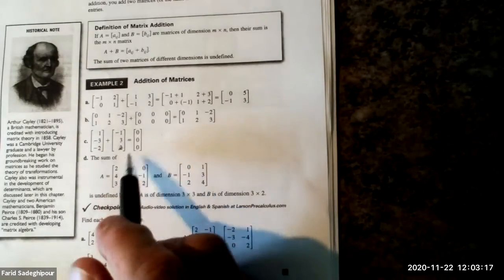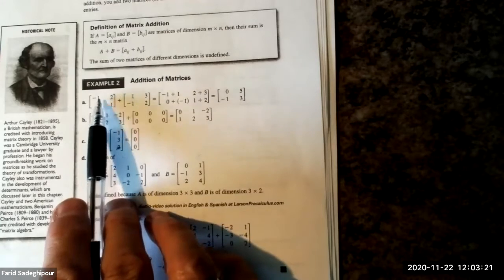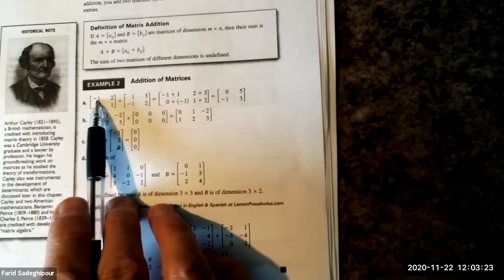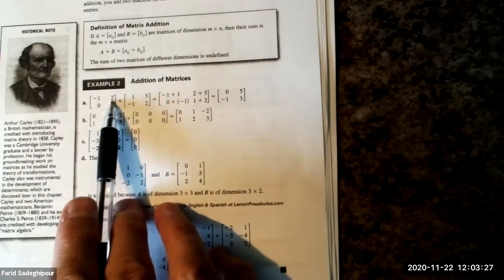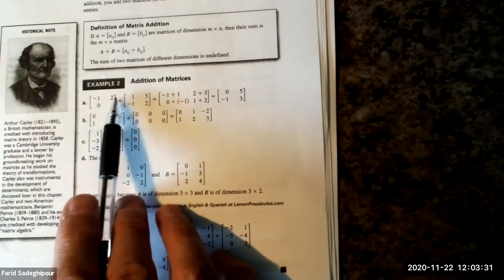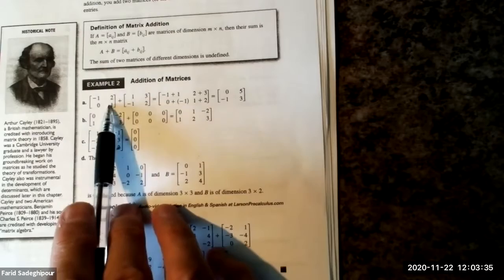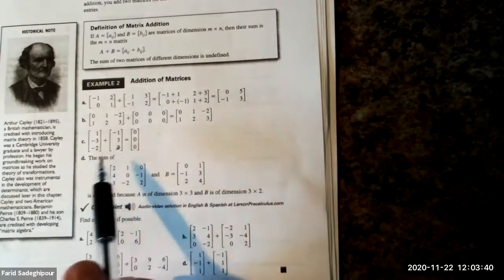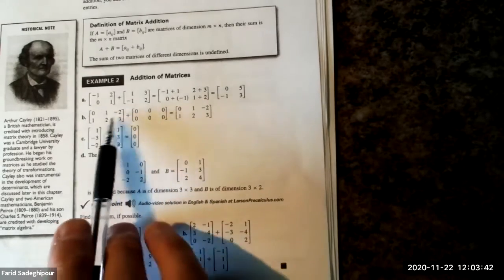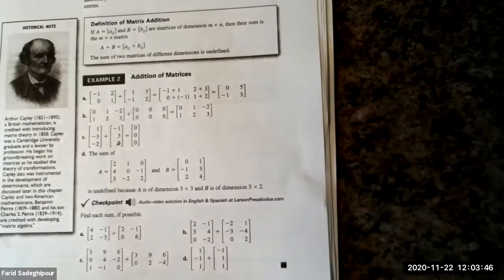how would you add two matrices? You just take the first entry of this and add the first entry of that, second to the second. See, this entry is A12, and this is also A12, so you're adding these together. So like here, 0 plus 0, 1 plus 0, and so on.